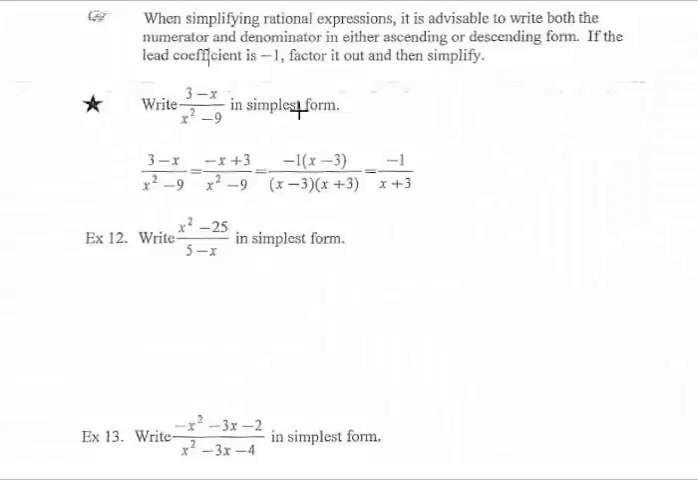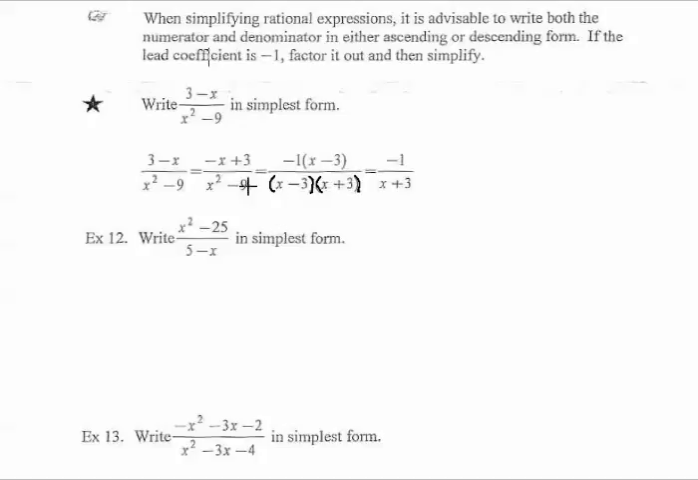Alright, this last part of the chapter is just pointing out a simple situation that can happen, and it might throw you off. You might not realize that the rational expression will reduce, and that's simply because there's an extra minus sign floating around. So here we have an example, 3 minus x, and on the bottom we have an x squared minus 9. Well, x squared minus 9 breaks up into an x minus 3 and an x plus 3.